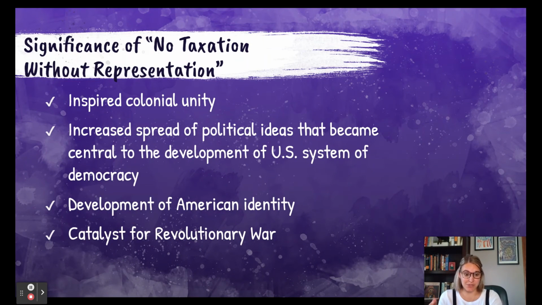So, what is the significance of no taxation without representation? Well, it inspires colonial unity during this revolutionary movement. It also spreads political ideas. There are a lot of pamphlets and published materials going around with these ideas in them, along with other political ideas. And so Americans become much more well-versed in the language of politics and what they hope to have. All of this begins to develop an American identity, which was the catalyst for the Revolutionary War.